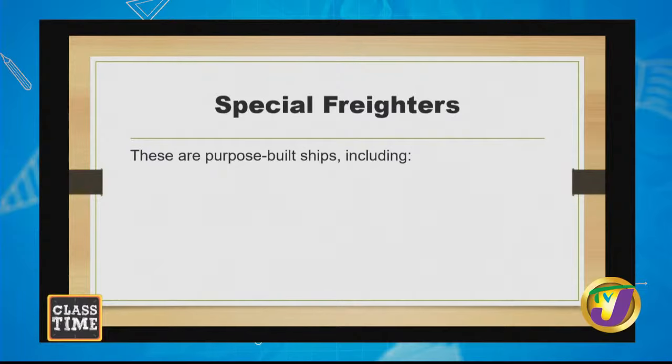Now, special freighters. And by the term special, we mean that these are vessels that are built, made for special purposes to take special items. So let us look at some examples. So container ships, and as the name suggests, a container ship would take what? So it's designed to take containers, right?